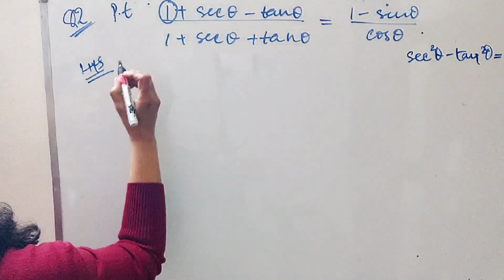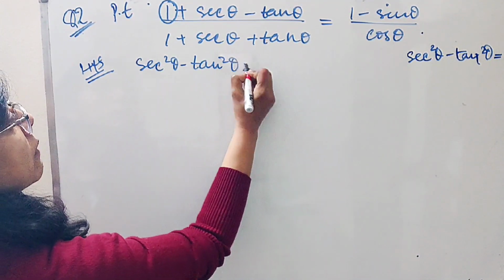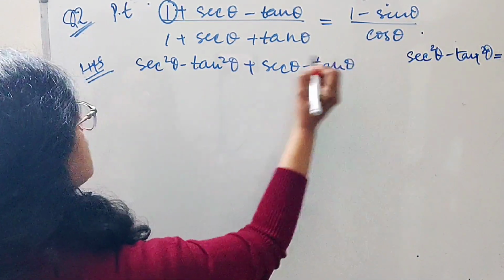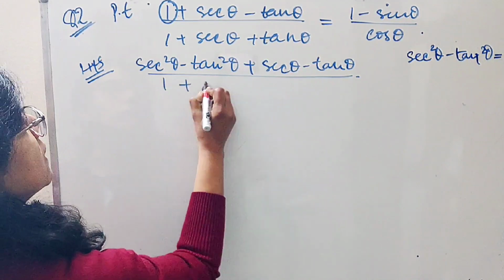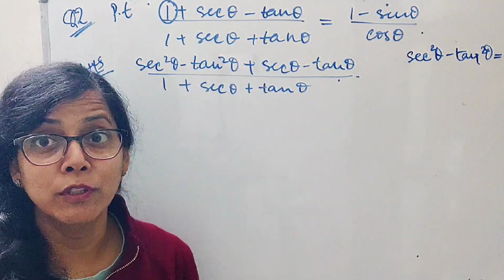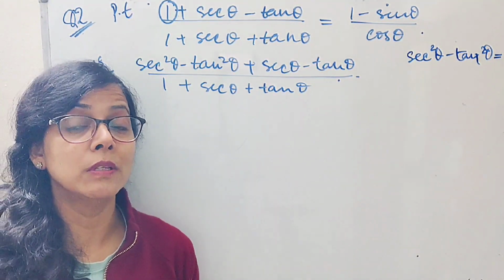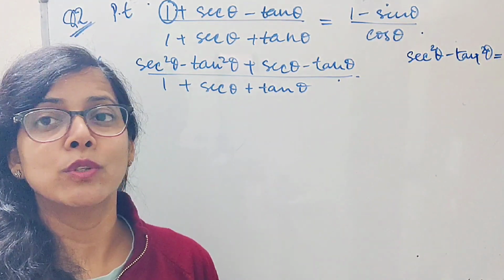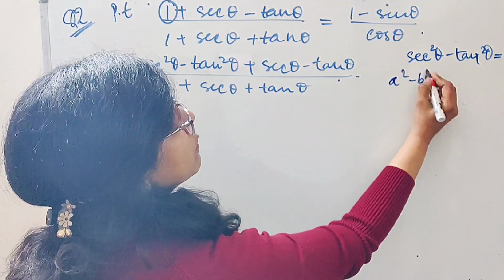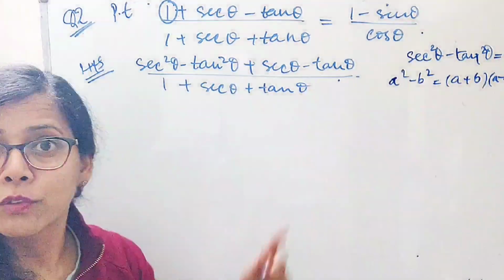So this will become sec square theta minus tan square theta plus, same you have to write down, (sec theta minus tan theta) upon (1 plus sec theta plus tan theta). So my lovely students, again you have to use the same identity which we have used in the previous question, a square minus b square, which is equal to (a plus b)(a minus b). So write down here a square minus b square. In the exam you have to mention everything which you are using. So write down this and then apply it here.